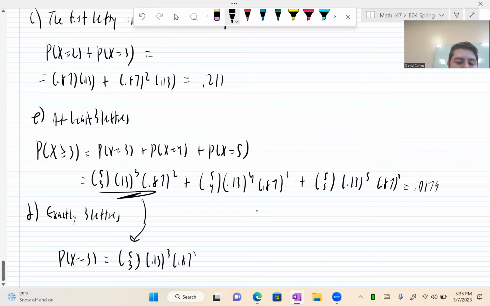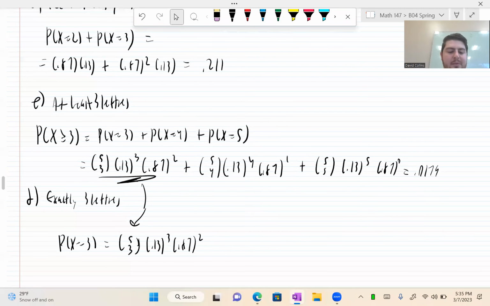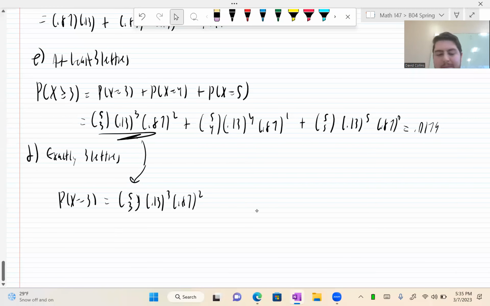We have our quiz in a minute. One more part. This is part D. This is 0.0166. So pretty small amount.